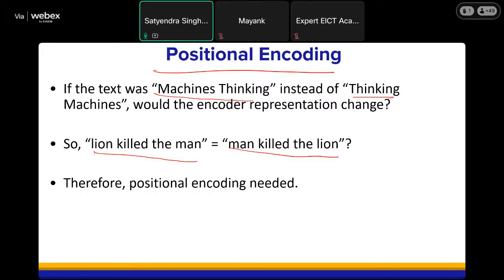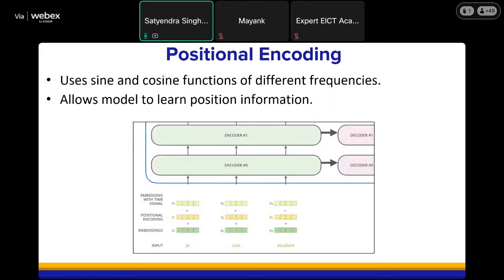So we want the order to be known to the transformers, so that they are treated as different inputs, not the same input. Therefore, we add the positional encoding. Normally these positional encodings are nothing but sine and cosine functions of different frequencies. Your input is added with those positional encodings, which gives you the embedding with the time signals, and it allows the model to learn the positional information.